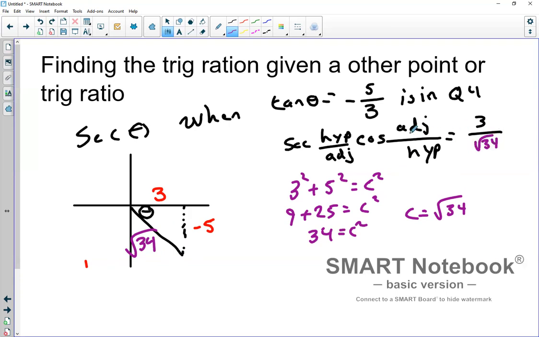But we're actually not looking for adjacent over hypotenuse. We're looking for hypotenuse over adjacent. So maybe I should put my answer here. Root 34 over 3. There's nothing grammatically wrong with this. There's no square root on the bottom. We all good.